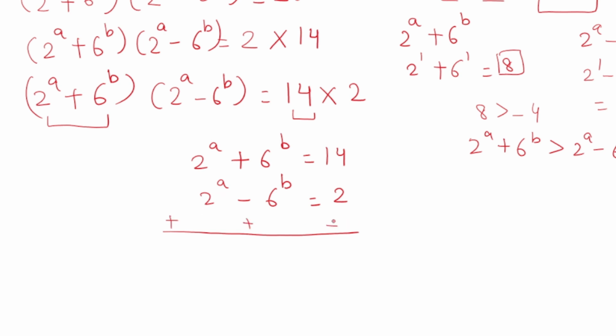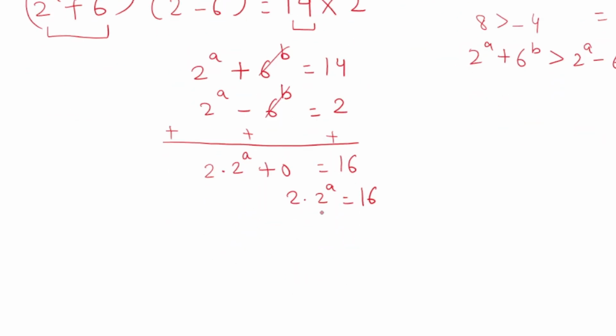So if I add these two equations, I will get 16 on the right hand side, and this 6^b will be cancelled here, so I will get 0 here, right? And I will get 2 times 2^a. So 2 times 2^a equals 16. Now 2^a is equal to 16 divided by 2. 2^a equals 8.